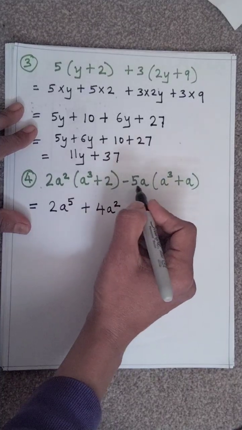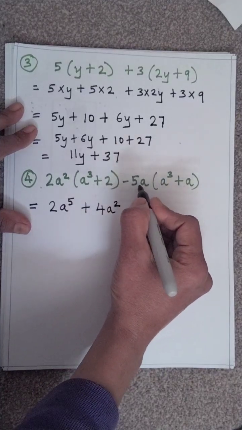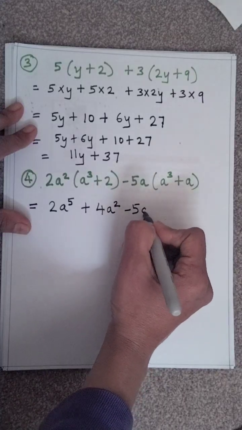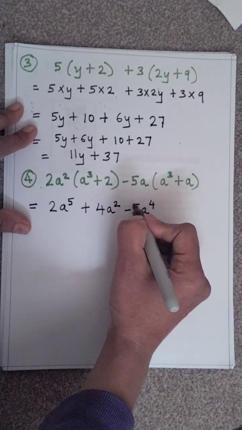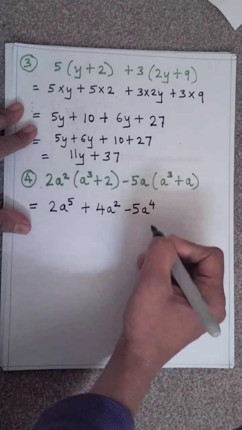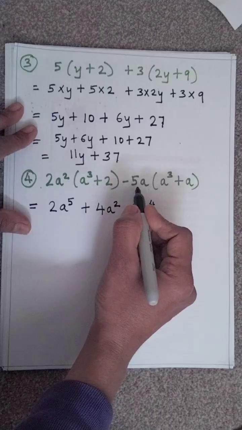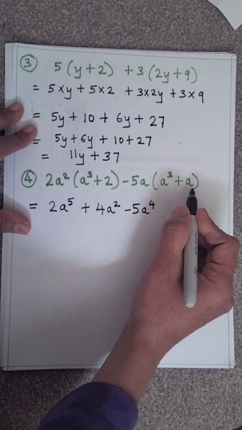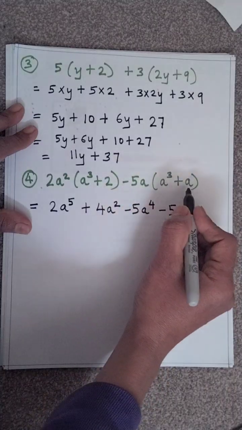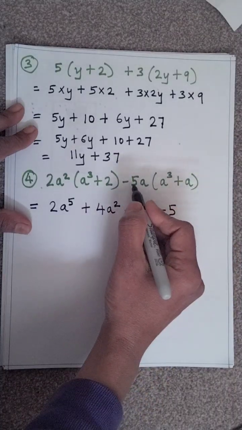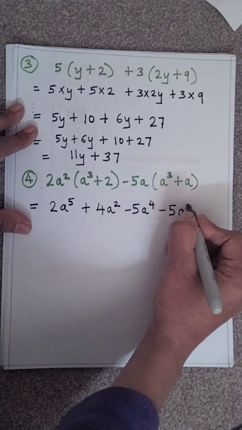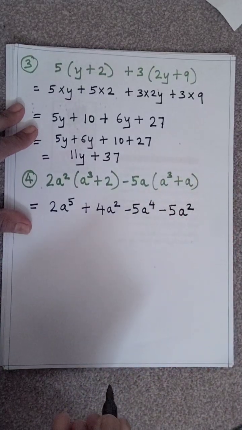Now there's a minus sign. Minus 5a times a cube is minus 5a raised to 4. a and a raised to 3 is a raised to 4, and this is minus 5. Now minus 5a times plus a is again minus sign. Minus and plus becomes minus. So minus 5a times a is minus 5a square.